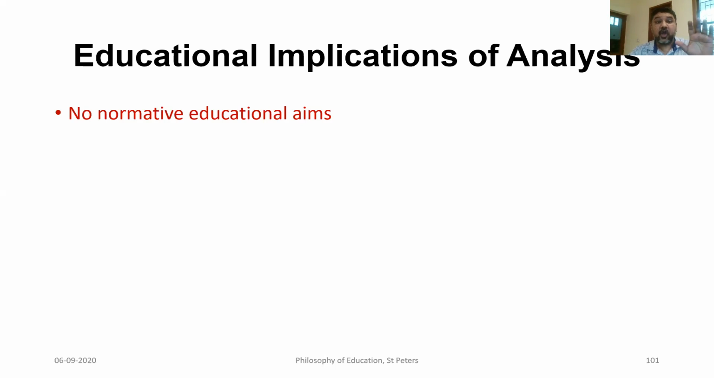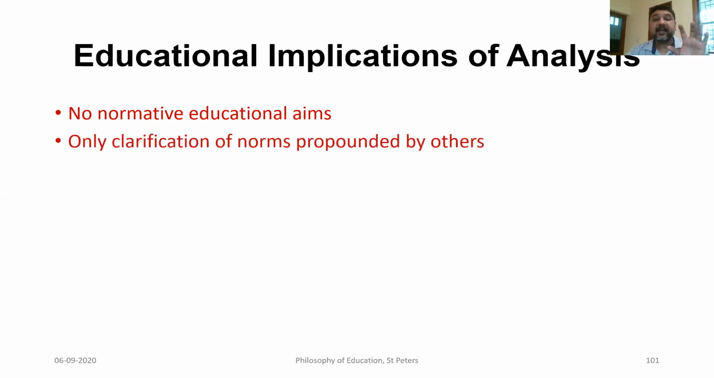So there are no normative educational aims. Normative means norms. It does not prescribe any norms for education. Analysis does not do that. Only clarification of norms propounded by others. So the educational norms which come about in real life, those norms which are propounded by others, are analyzed by the analyst. But the analyst himself does not give any norms of his own.